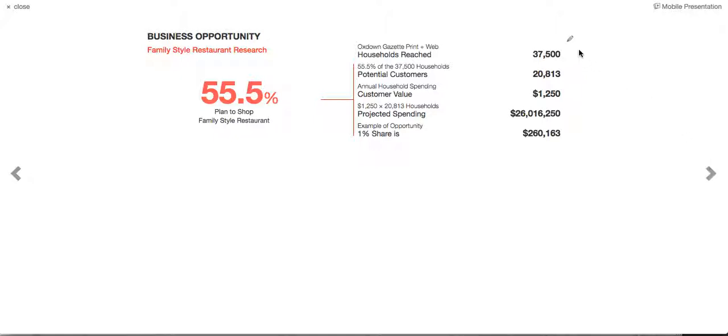And look at this, you can get their input in real time. Just click on the pen here, and you can ask them, what share do you think you could get? Well, I think I could get a 5% share of that. So you let them type in 5%. Look at that, it's over 1.3 million.